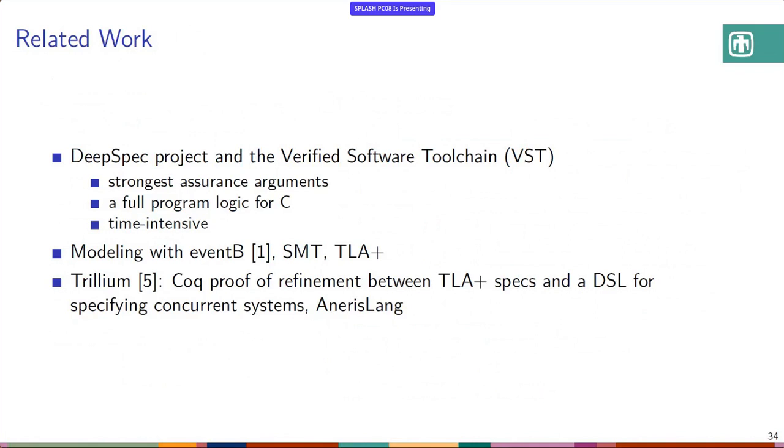So other related work is modeling with Event-B, SMT, TLA+, which I've mentioned before. Probably the most similar work to us is Trillium, which is a new project that proves refinement in Coq between TLA+ specs and this DSL they use for specifying concurrent systems. So we do the same thing, but we're not formalized in Coq, and our target is the C language.